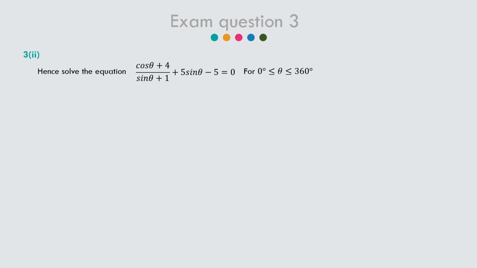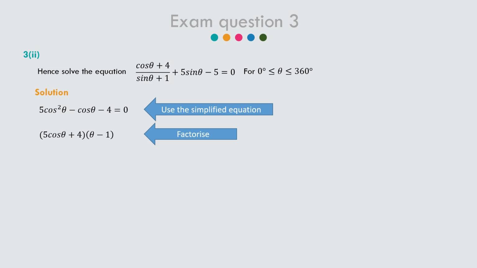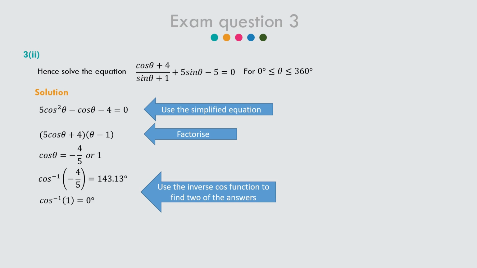Part 2 of our exam question asks us to solve the equation in the range of 0 to 360 degrees. Once again, taking the simplified equation, you can see that it is a quadratic. Again, we can either factorise or use the quadratic formula to find the values of x. Here I have factorised, and you can see that the values of cos theta are minus 4/5 or 1. Now take the inverse cos of these two values to find our first two answers.